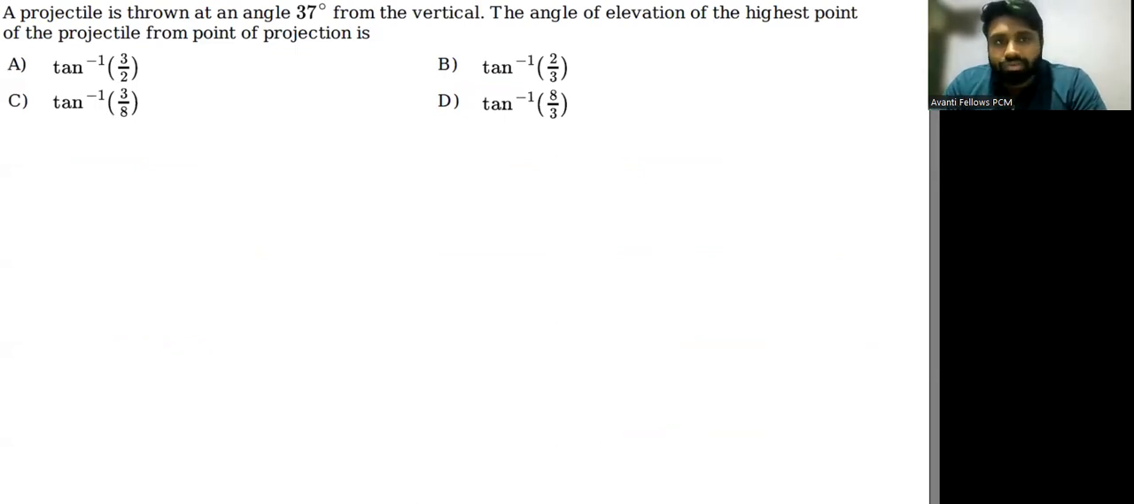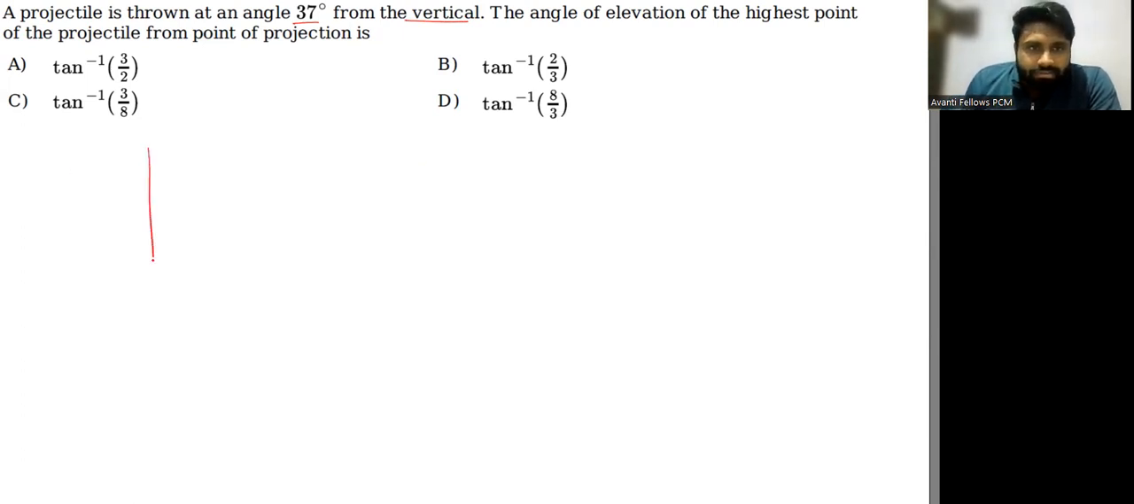Now a projectile is thrown at an angle of 37 degrees from the vertical. The angle of elevation of the highest point of the projectile from the point of projection is. In this question, you need to be very careful about the statement. In most questions, the angle is given from the horizontal, but here the angle of the projectile is given from the vertical. So you need to take care of that.